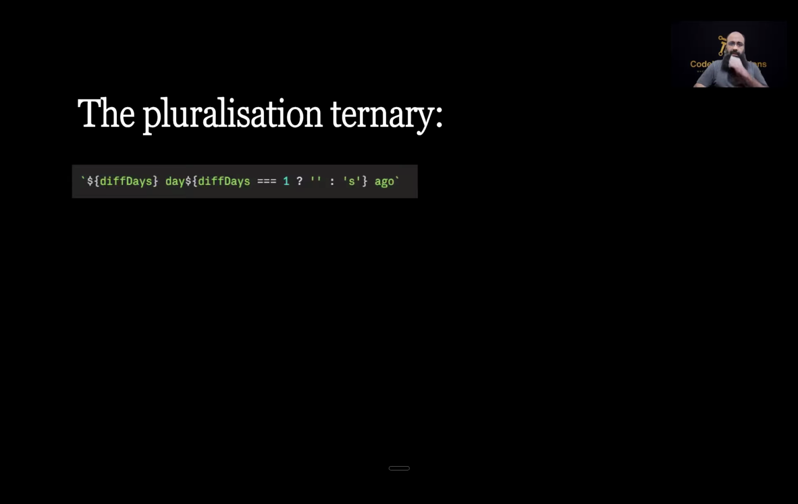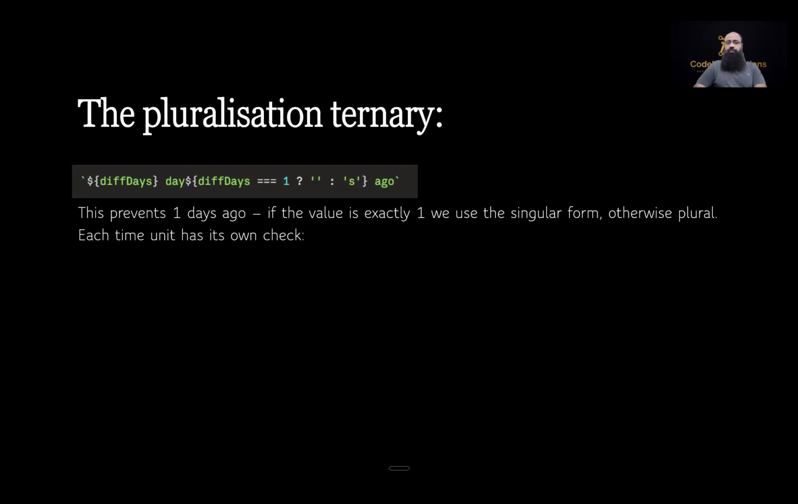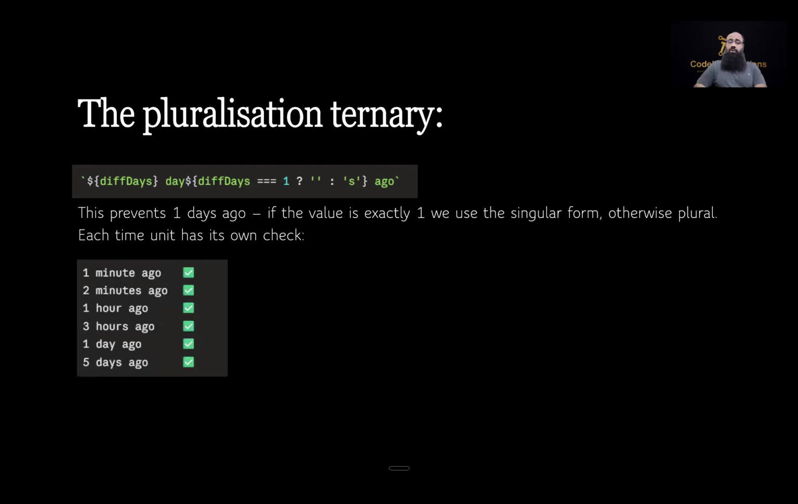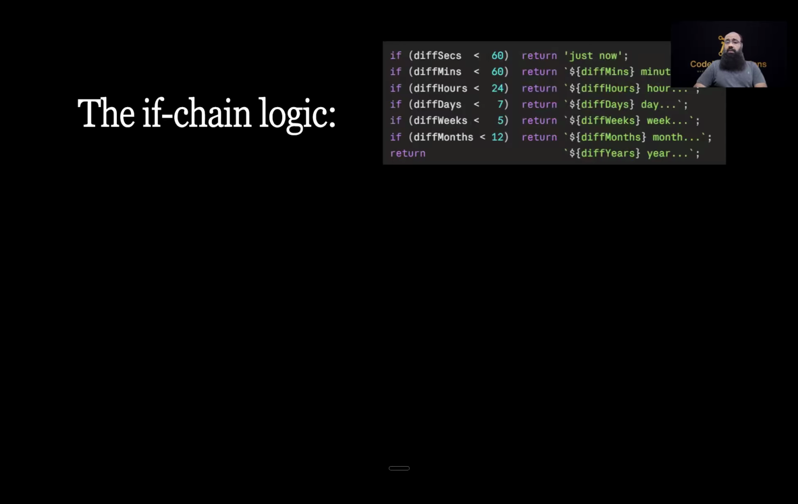Then comes one more thing, a pluralization ternary. Let's say if there is 1 day, we write 1 day. But if it's 2 days ago, we have to use S. So to make that happen, what is it doing over here? It's checking if the difference of date is 1, so it's going to return an empty string. Otherwise, it's going to return an S, which is appended to the day, making it days ago. Somewhat on a similar line, you can see 1 minute ago, 1 hour ago, it's being done for every hour, day, or minute.